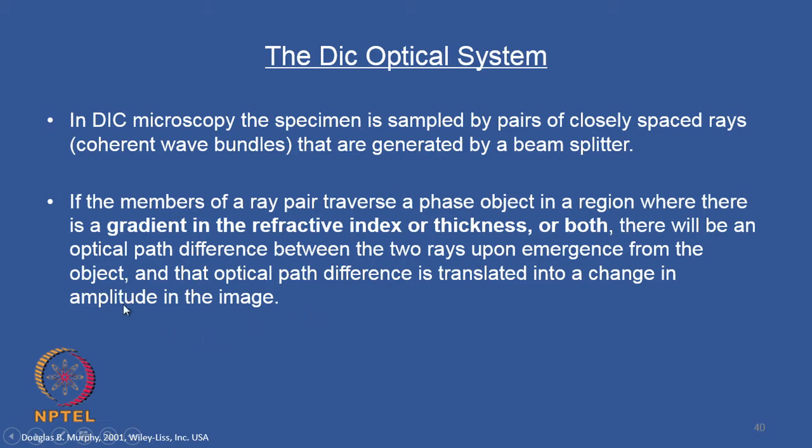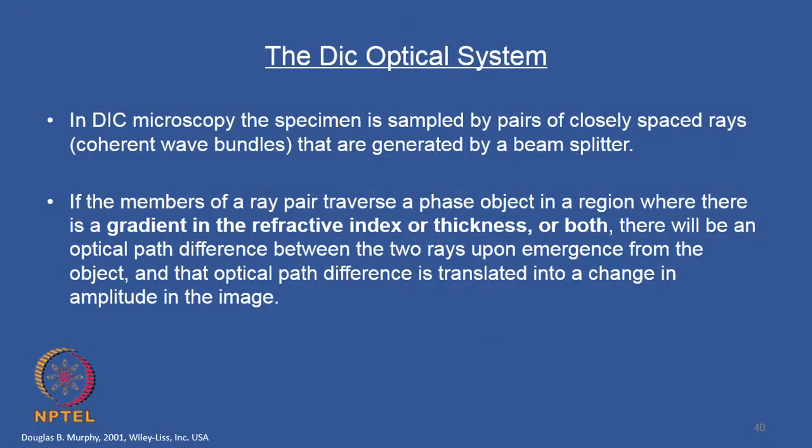So this is very important. You have to look at these two lines again and again. It is worth doing that. The image contrast is basically produced from the gradient of the refractive index or thickness or both. So we will not be able to distinguish where the contrast is coming from, whether it is thickness or the optical path difference. We will see why we are saying so in the coming slides.